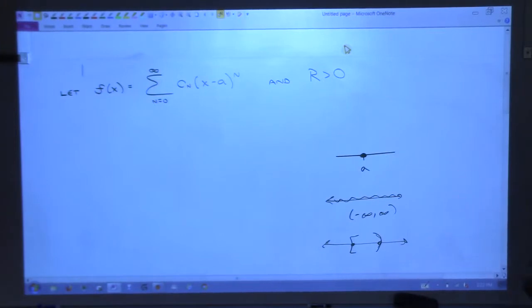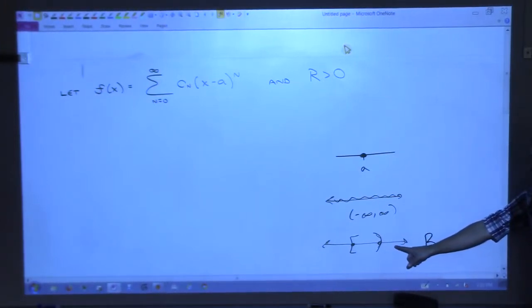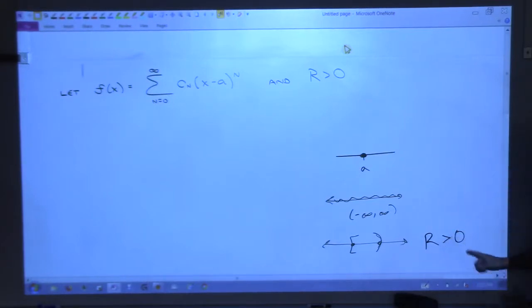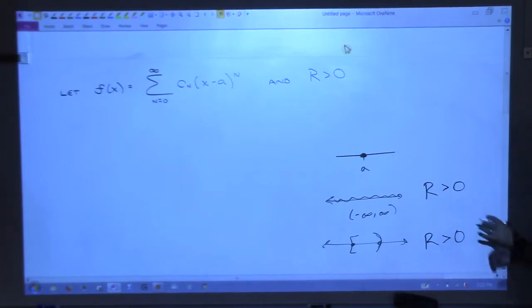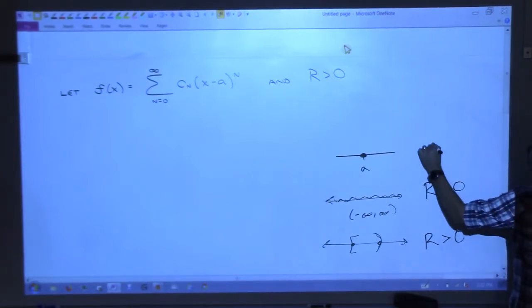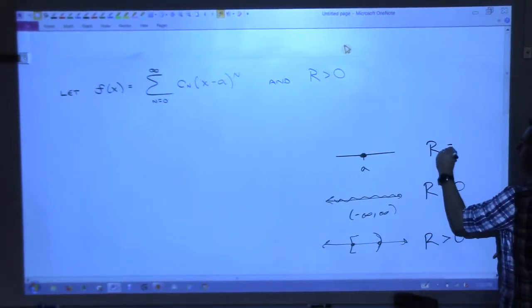Do you agree with me that in this case right here, it has a radius of convergence and it's bigger than 0? Do you agree here that it has a radius of convergence and it's actually bigger than 0? Yes? Technically, it's bigger than 0. And then what about the radius of convergence here? It is 0.